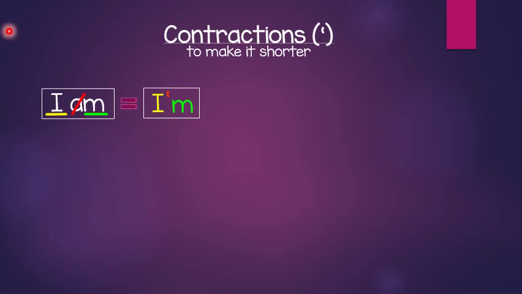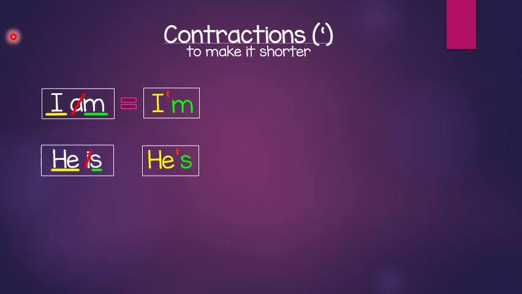Next, he is. Again, 2 words. We are going to turn it into 1 word. Okay, so we take the first word, he, and then we put this symbol, the apostrophe. And then from the second word, is, we take out the first letter, and we only take the second letter, S. It becomes he's. He is, he's.